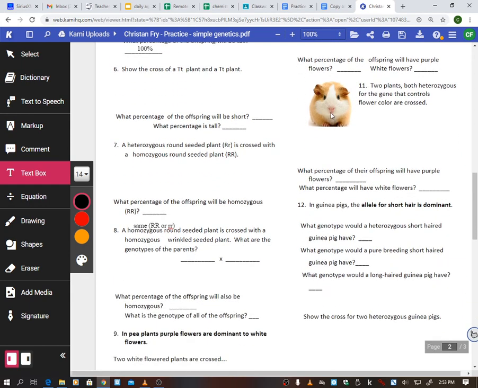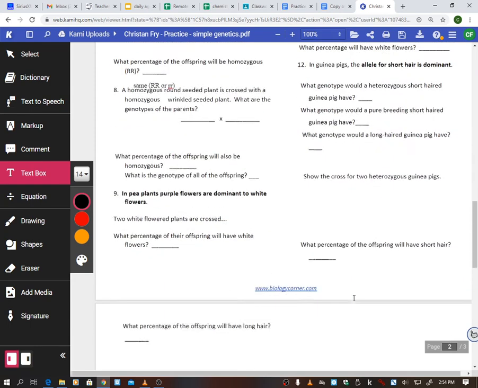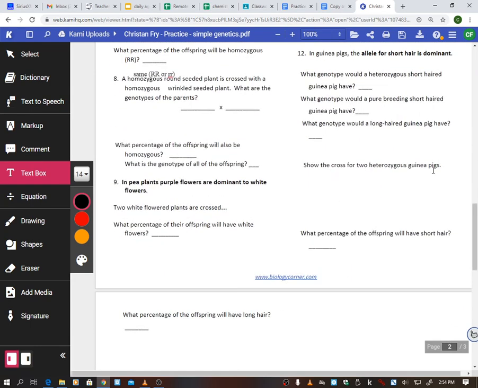Number 12, we have the guinea pig. The allele for short hair is dominant. All right, so if I have a capital H, I would use H for hair. If I had a capital H, that means that it is dominant and will have short hair. So they want to know the genotypes here. And then they want to show a cross for two heterozygous. Once again, we need to know that heterozygous means different.